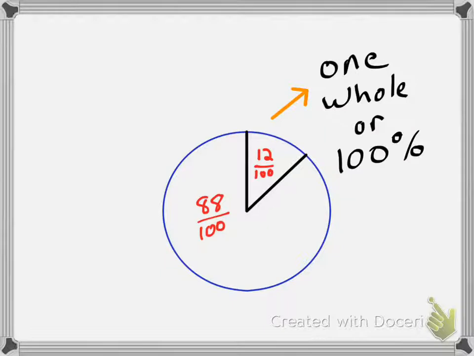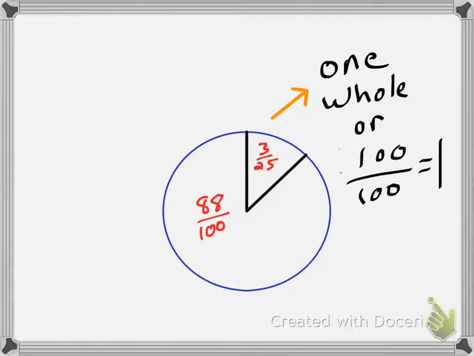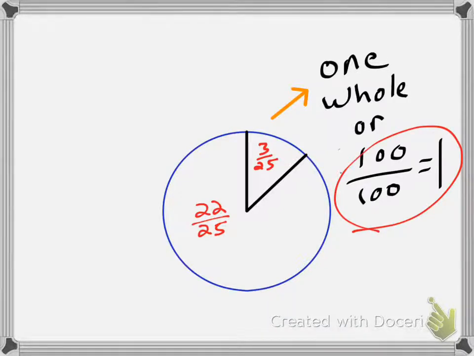Now I can also reduce those once I do that. 12 over 100 is the same thing as 3 over 25, and 88 over 100 is the same thing as 22 over 25. So those are the same things as saying 12% and 88%. There are just two different ways of representing the data. Now, one thing you have to write down about circle graphs: no matter how many different wedges there are in this circle, they all have to add up to one whole. 100 over 100, which equals 1, or 100%. So don't forget that.